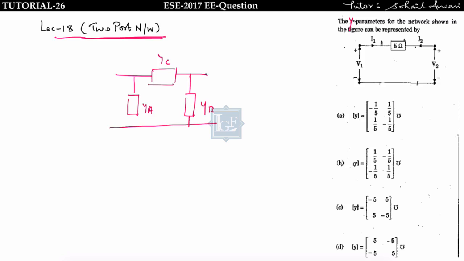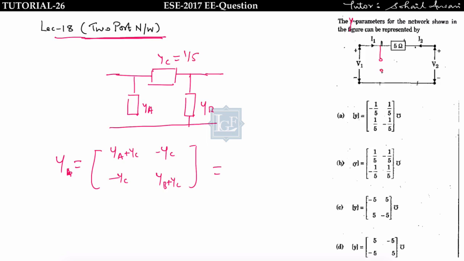Okay, this is a pi network, and I have found the Y parameter, that is given by YA plus YC, YB plus YC. Sorry, this is minus YC, this is minus YC. See here only a 5 ohm resistance is given. Then what is the value of YC here? YC will be 1 by 5.